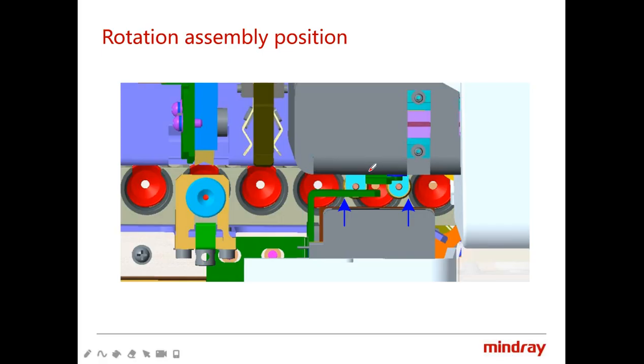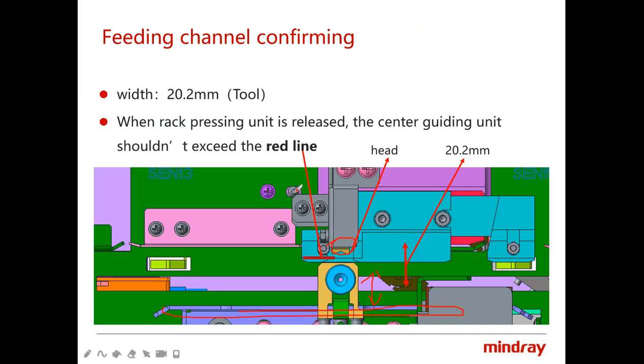Is it clear? The sequence of the position confirming is: first, confirm the width of the fitting channel, because the fitting channel is not related to the analyzer main unit. It is only related to the check unit itself. So we can adjust it before we connect the analyzer to the check.